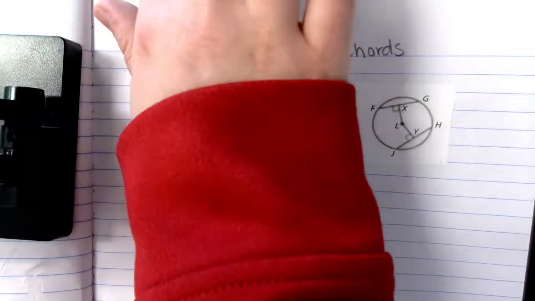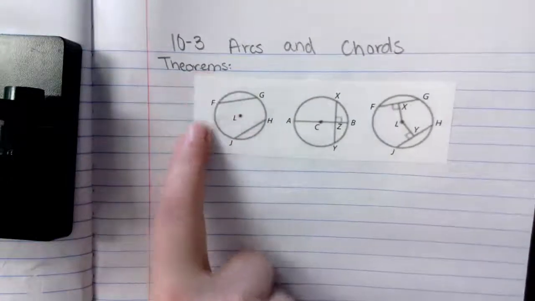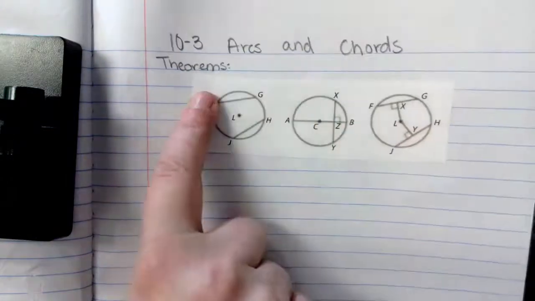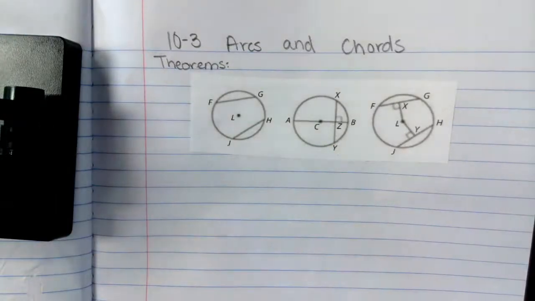You can go ahead and label it, and then I wrote theorems here, and then just glue this in the center of your page. So you need out glue, pen, colored pencils, and your notebook. You can write theorems, and then glue this in the center of your page.